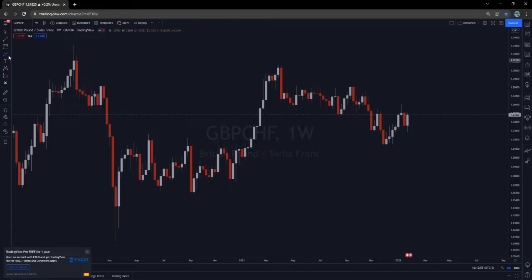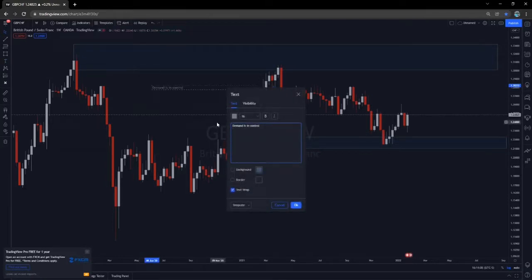Let me start by identifying my areas of supply and demand. We have this area of supply over here, and then we have this area of demand here. So currently, when you look at these two opposing zones, demand is in control. Let me write this down. That's point number one, demand is in control. Point number two, we're in an uptrend. And then point number three, we're in the buyer's territory.